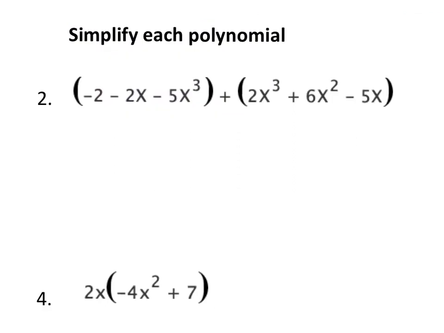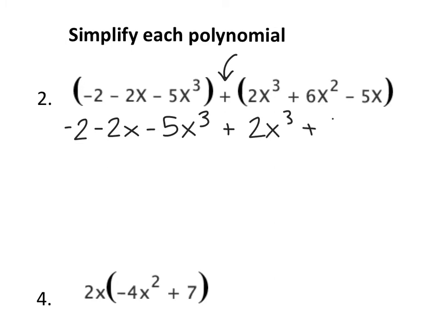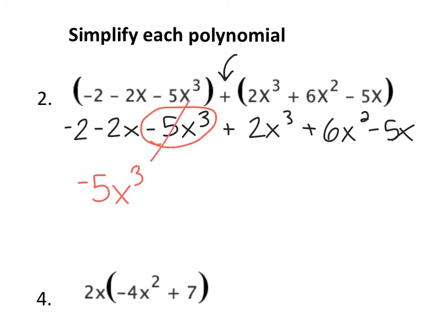In number 2, you're told to simplify. So what I'm going to do is I look at the symbol in between. It's addition. Addition means I can just erase the grouping symbols, and I'm just going to be combining my like terms. So I'm recopying this without any grouping symbols, and then I'm going to find my highest exponent, which is to the third power right here. I'm going to write that one first, negative 5x cubed, and I'm crossing it off.